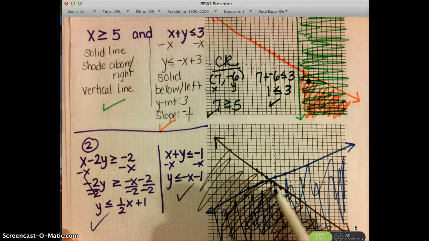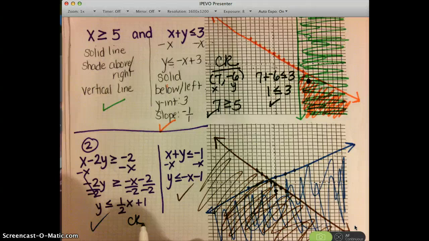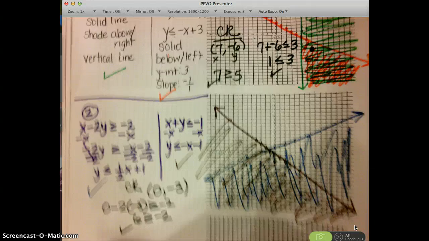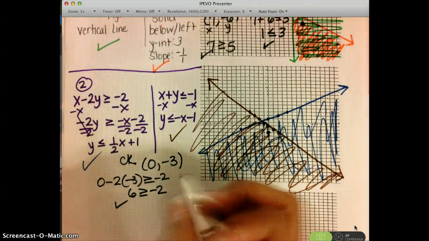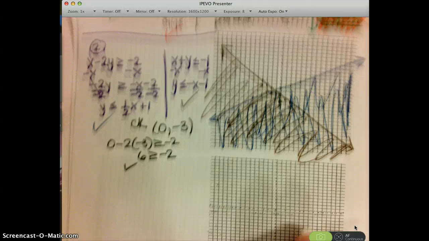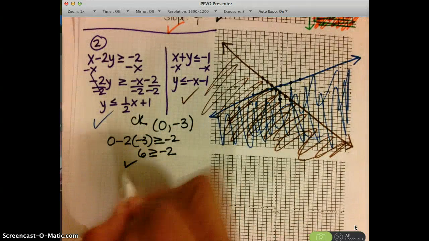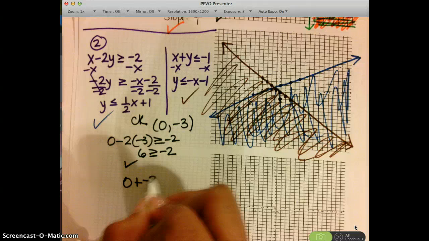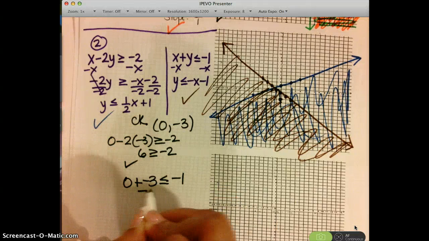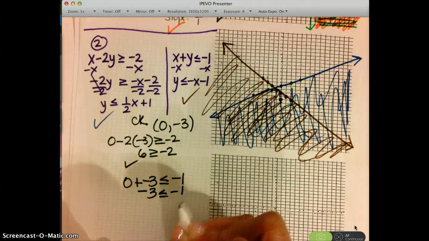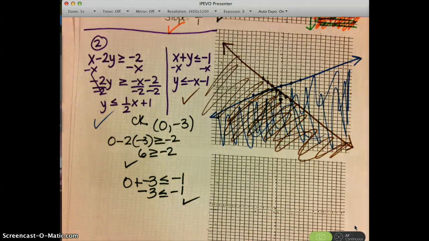So I could take this point. I'm going to check it using the ordered pair 0, negative 3. That's 0 minus 2 times the negative 3. It's greater than or equal to negative 2. 6 is greater than or equal to negative 2. And that's true. Okay, check it in the second inequality. I have 0 plus negative 3 is less than or equal to negative 1. Negative 3 is less than or equal to negative 1. And that one checks as well. So we have shaded the correct region.